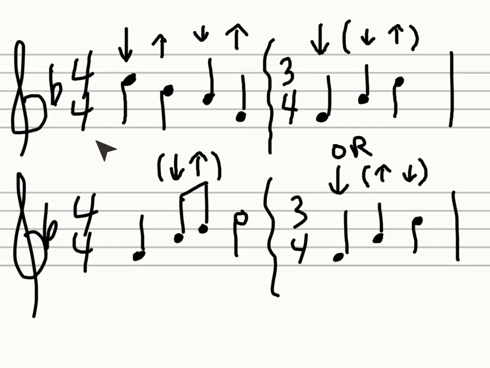Here, in 4/4, the downbeat, of course, gets the strongest accent. Beat 2 is weaker. Beat 3 is not as strong as the downbeat, but stronger than beat 2 or beat 4. So something like this. The C and the A are accented relative to the B flat and the F.